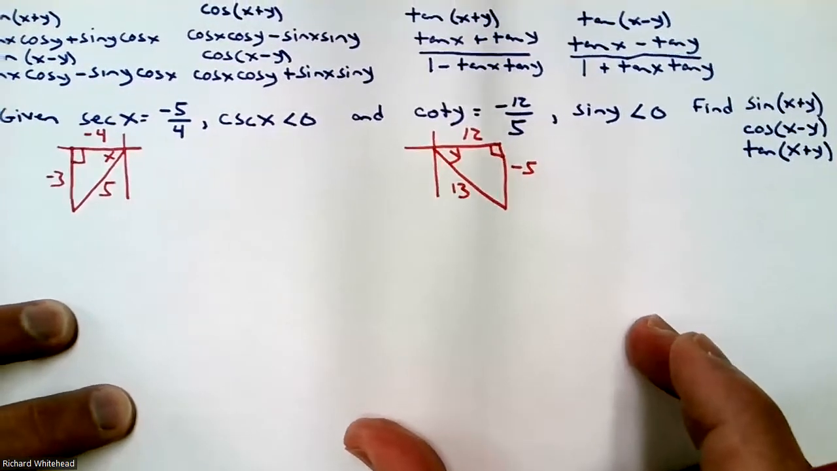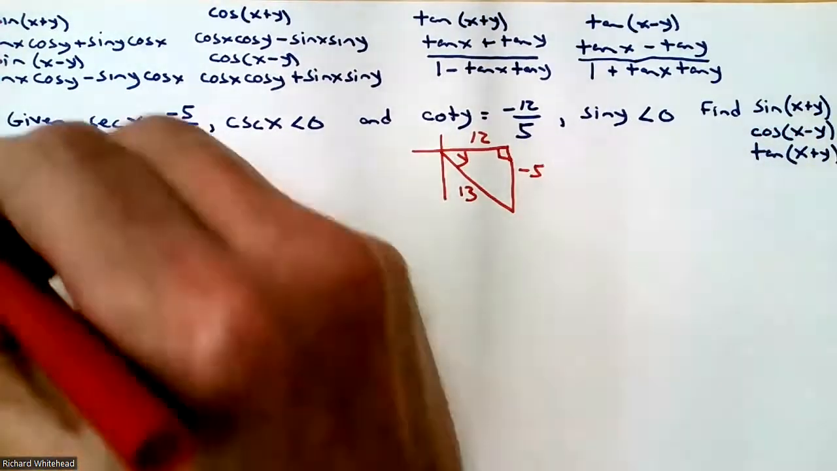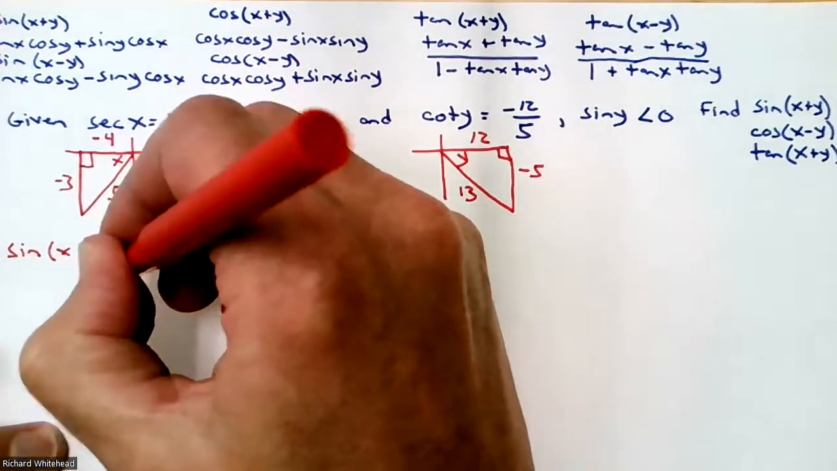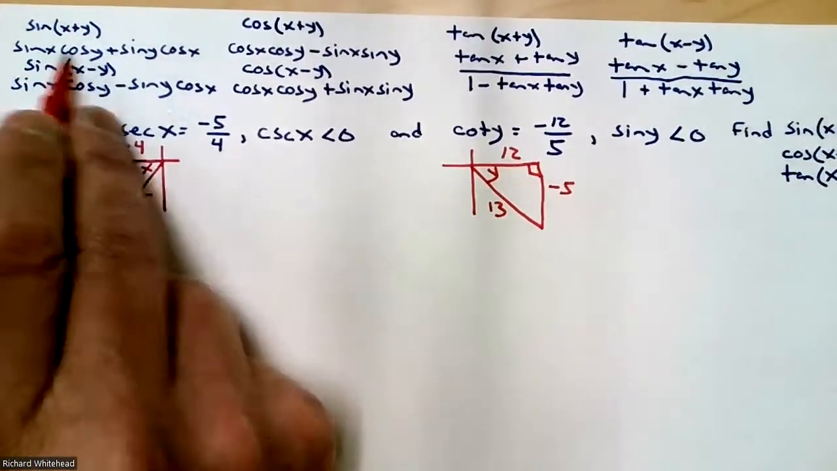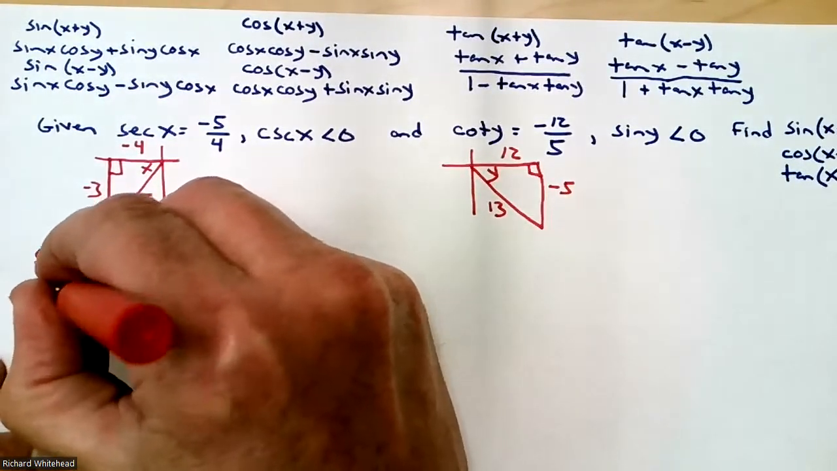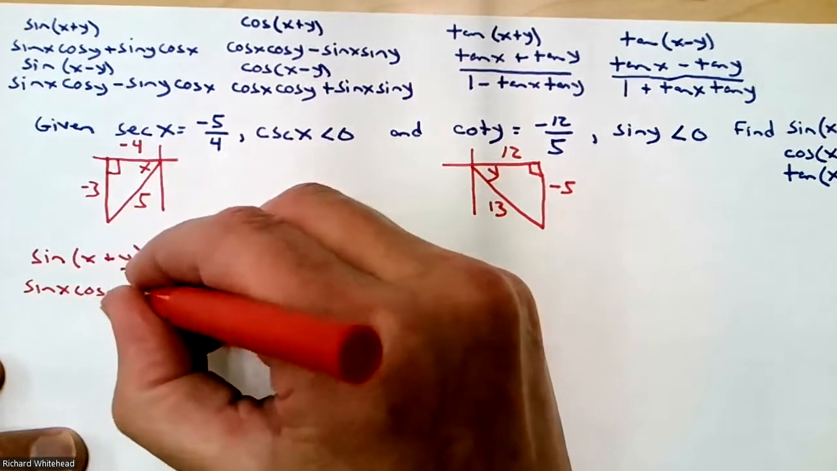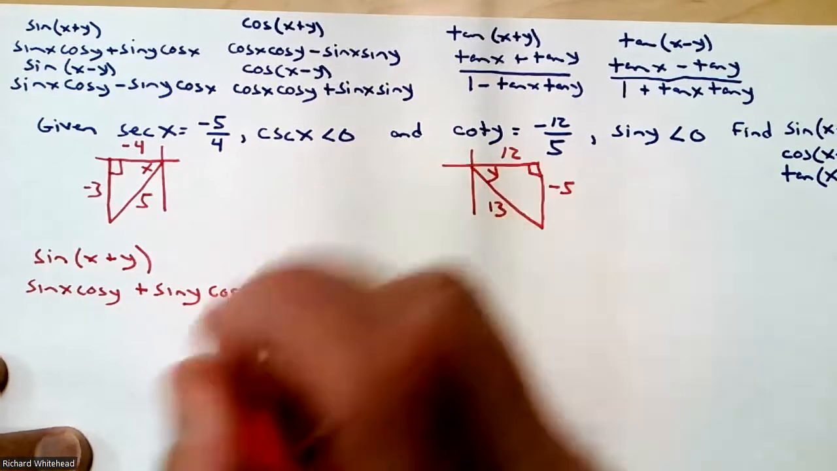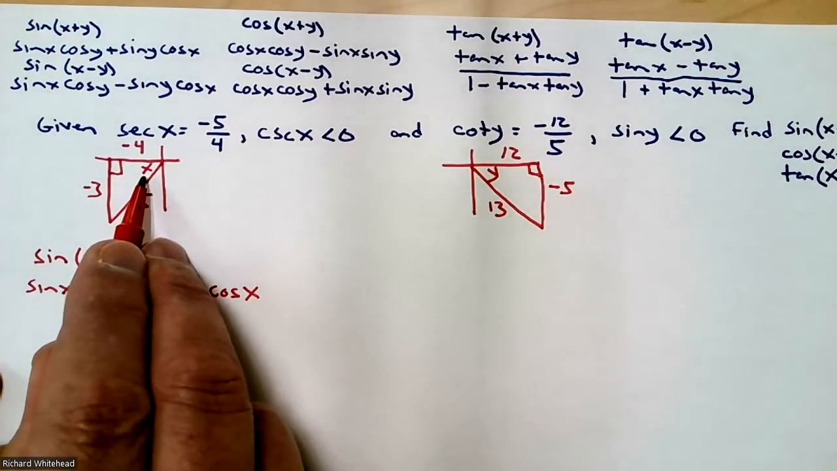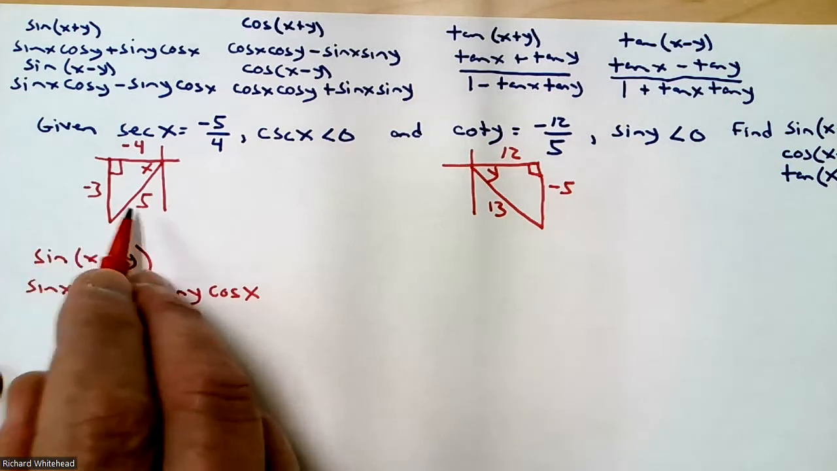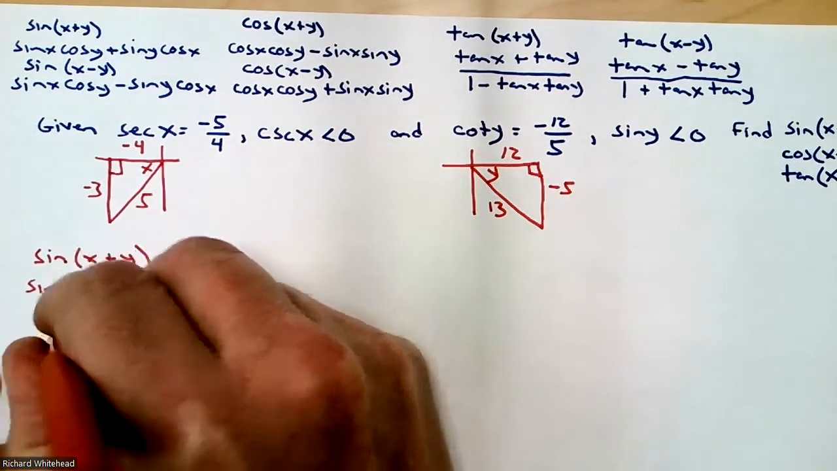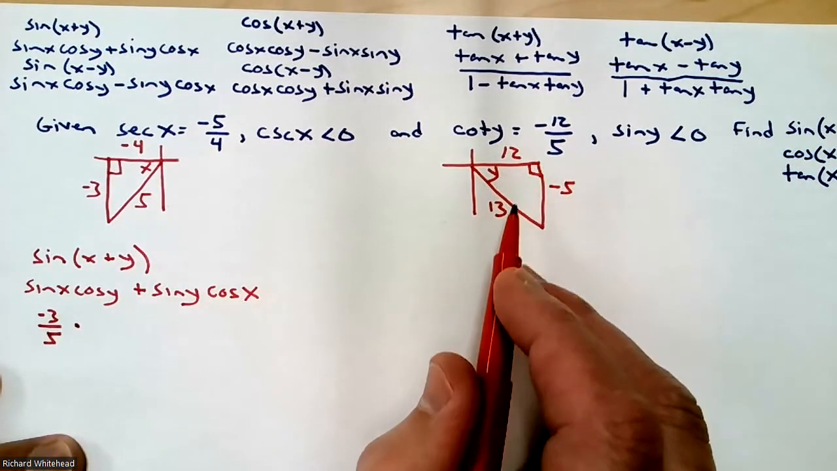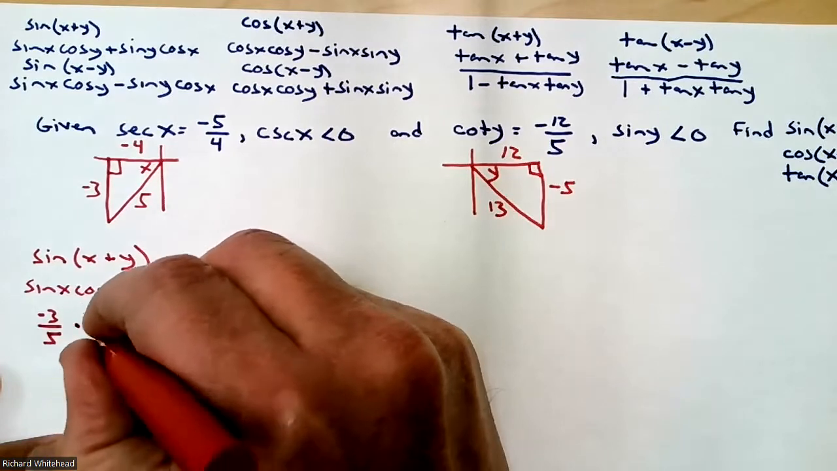Okay. So here's what they're asking us for. They're asking us for sine of x plus y. So you just have to say, oh, sine of x plus y. And we're going to give you the identity. So here's my identity. So sine of x cosine y plus sine of y cosine x. And then we just go look at our triangles. Oh, here's triangle x. What's the sine of triangle x? Oh, -3/5. -3/5 times. What's the cosine of triangle y? Triangle y, let me see, cosine, adjacent over hypotenuse, so 12/13.